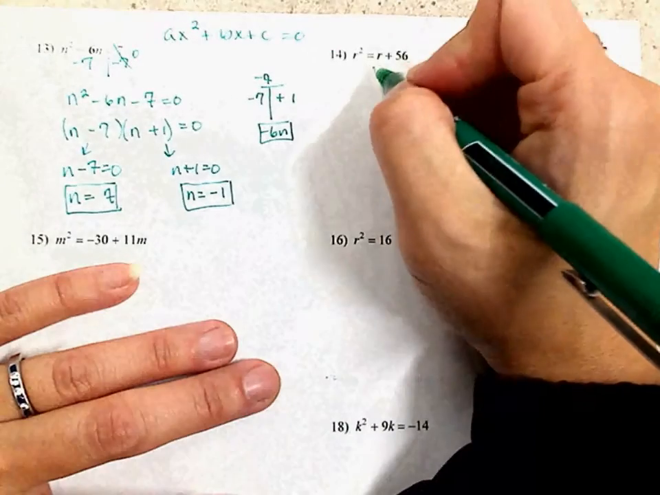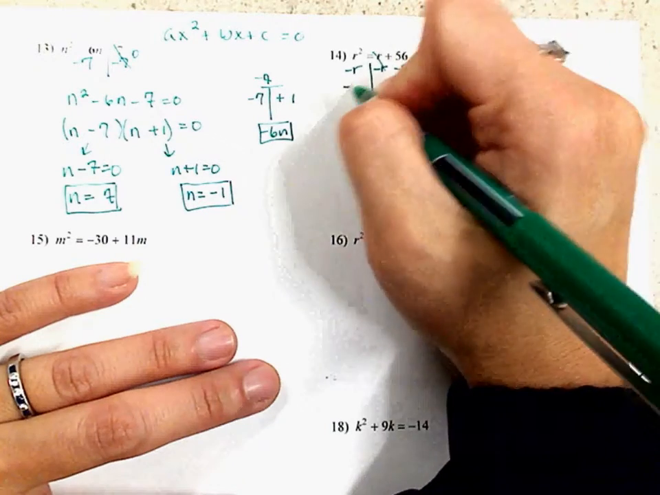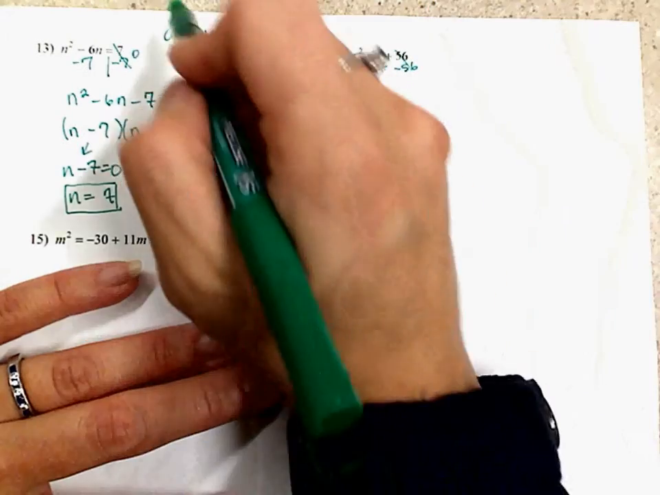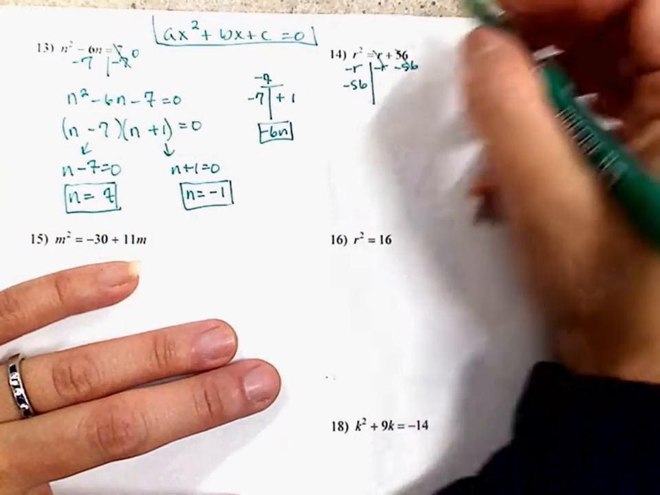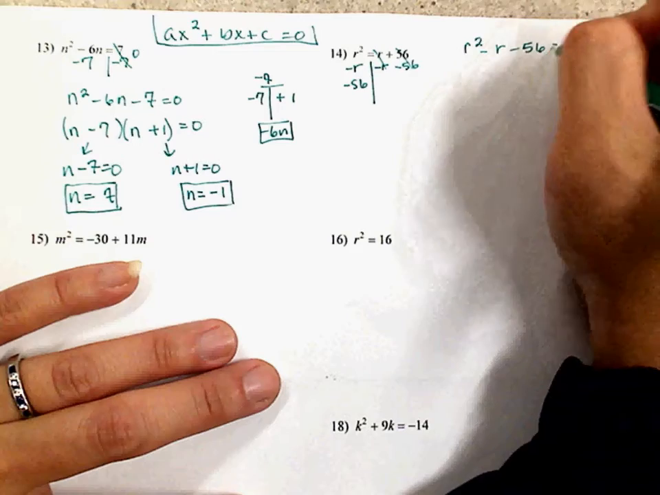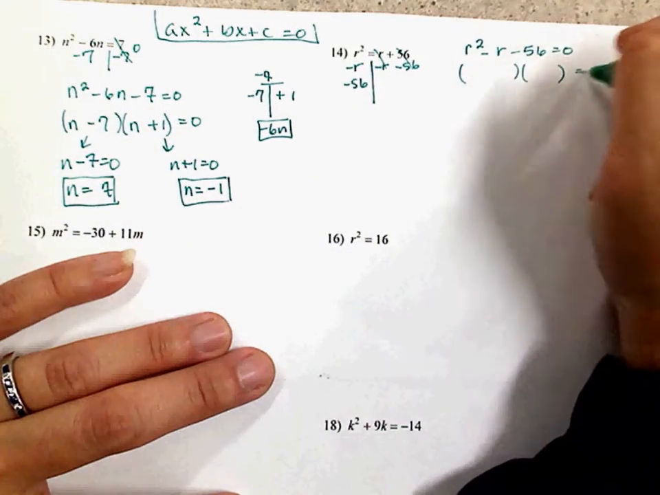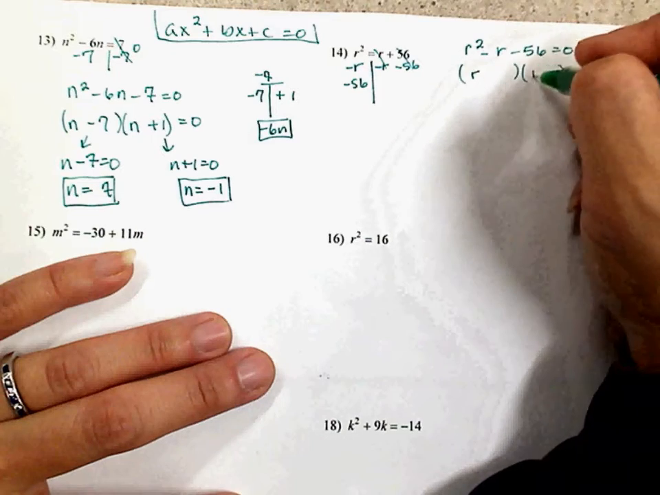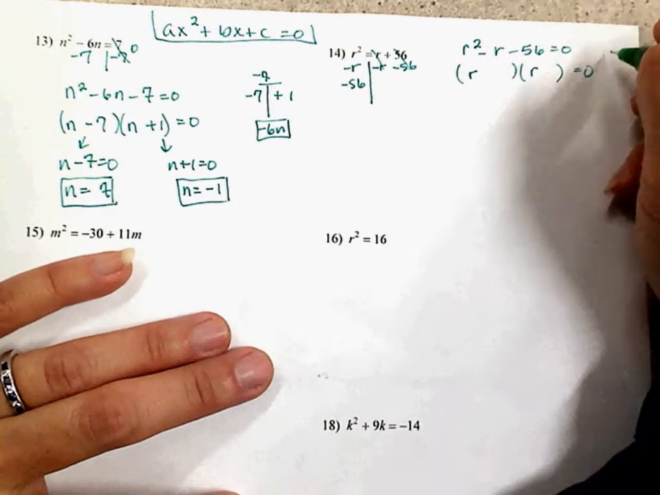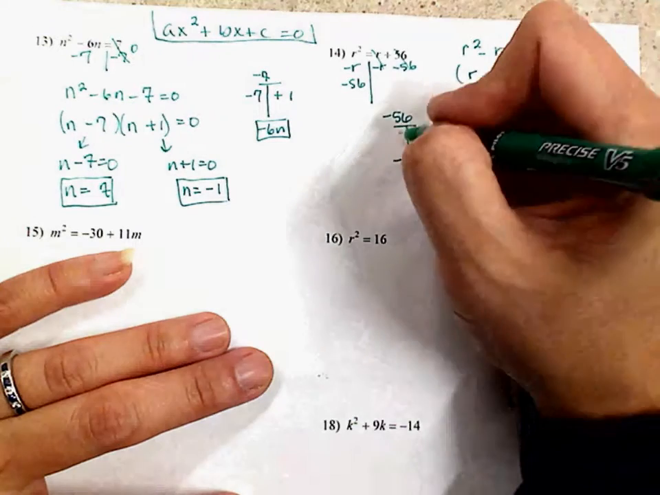Number 14. Let's move everything over. Minus r, minus 56, minus 56. Put it in this order. So I have r squared minus r minus 56 equal to 0. Two sets of parentheses. Factors of r squared is r and r. Two numbers that multiply to give you negative 56, and it's going to subtract to give you negative 1.